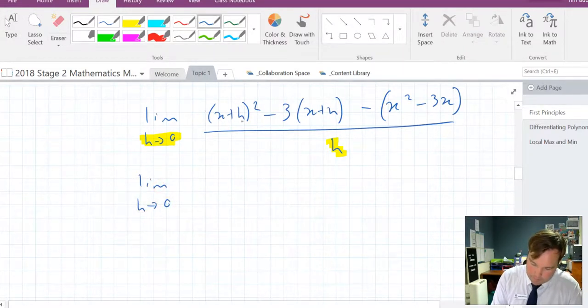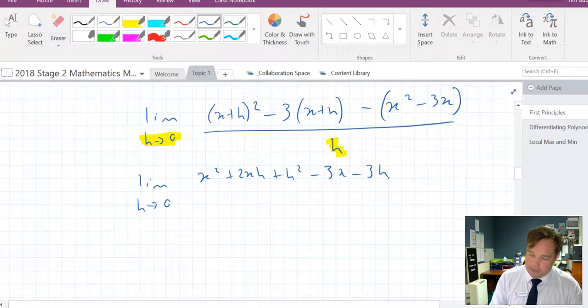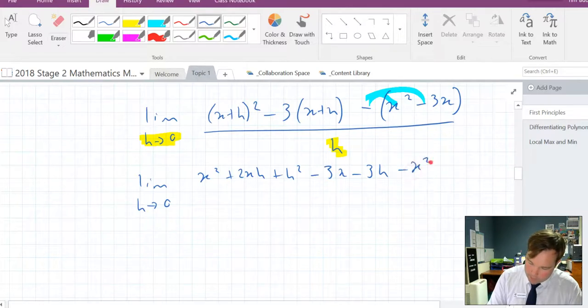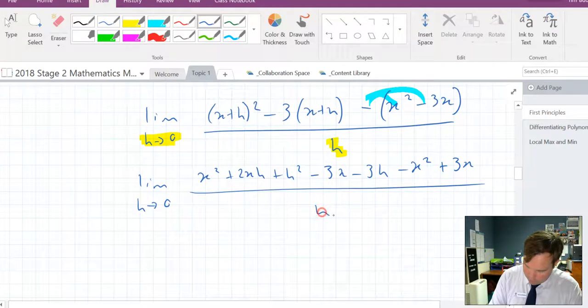Alright, so on the top, expand and simplify. X squared plus 2xh plus h squared. That's the perfect squares expansion for the first portion. Take 3x, take 3h, expand that out. Now this is the important bit that people often forget, is that negative comes into both of those. So we have minus x squared plus 3x, all over h.